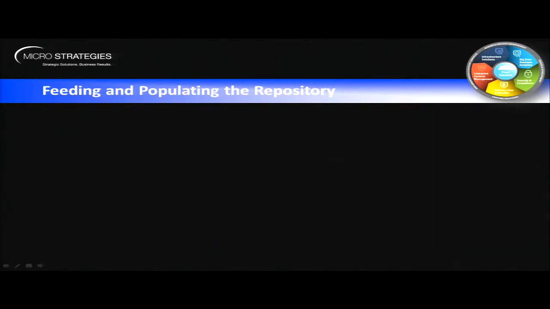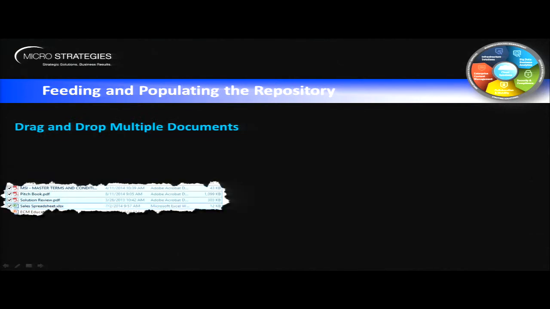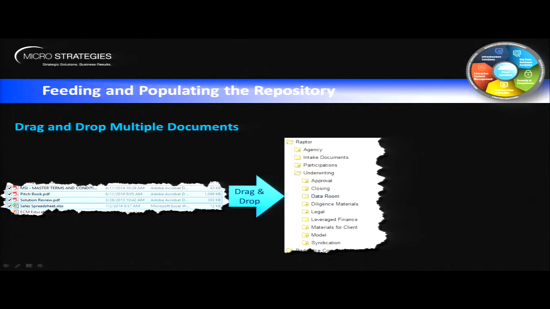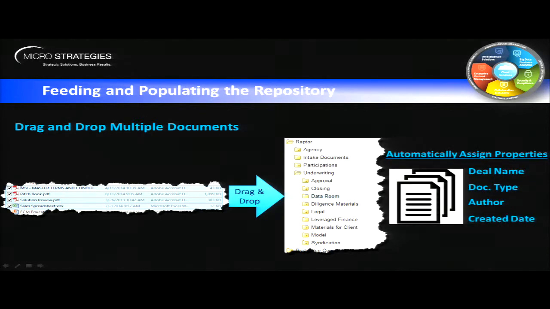Now, the next thing I'm going to give you a quick piece on is the idea, which I'm hoping you guys are familiar with, of dragging and dropping documents into Alfresco. Not that big a deal, right? I can select a bunch of documents and drag them right into a folder structure. In this case, Raptor is the name of my folder structure. It's the data room piece where I'm dragging these things in. And of course, we all know what happens at the end of this story. It automatically assigns the metadata.